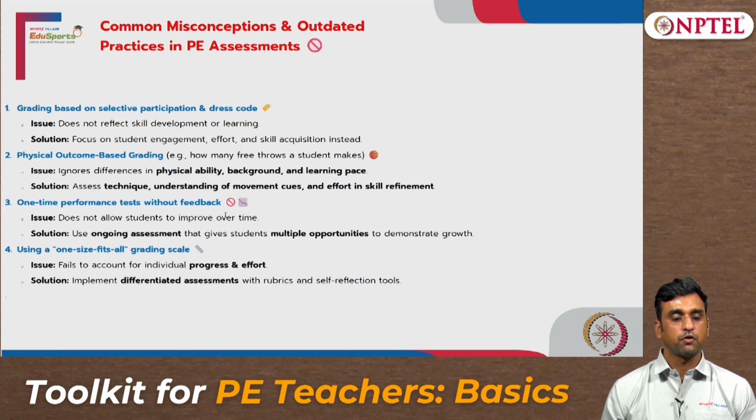Third is one-time performance test without feedback. So it does not allow students to improve over time. So we need to use various kinds of assessment, formative assessment, continuous assessment, that gives students multiple opportunities to demonstrate that they've absorbed that feedback and they are growing.